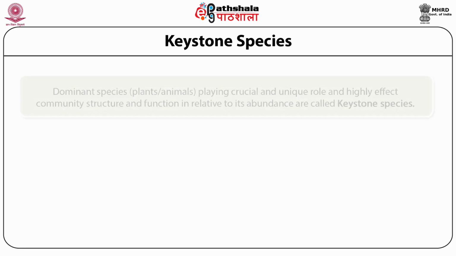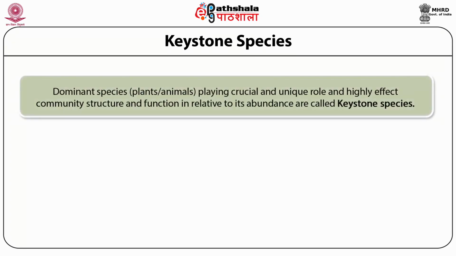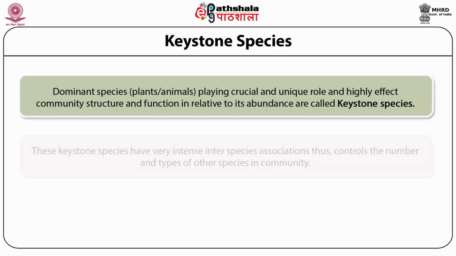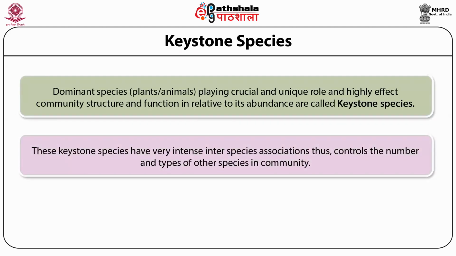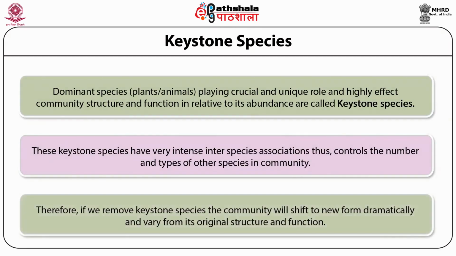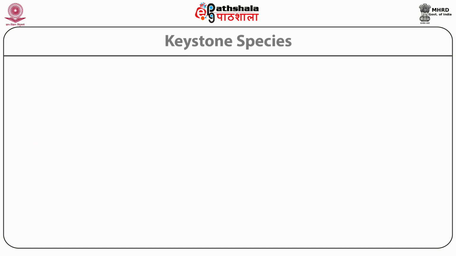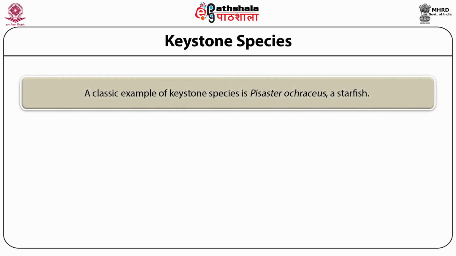Keystone species. Dominant species, plants or animals, playing a crucial and unique role and highly affecting community structure and function relative to their abundance are called keystone species. These keystone species have very intense interspecies associations, thus controlling the number and type of other species in the community. Therefore, if we remove a keystone species, the community will shift to a new form dramatically and vary from its original structure and function. A classical example of a keystone species is Pisaster ochraceus, a starfish.